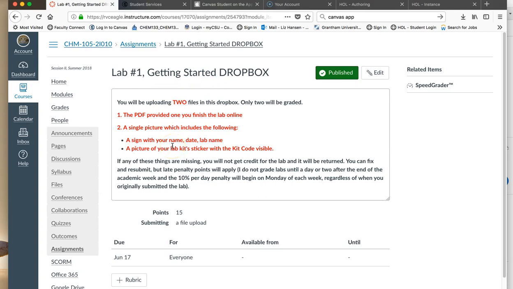It's also on the syllabus. Remember, each lab is going to have a different requirement. Every lab will need the sign with the current date and the current lab name, but what's in the picture is going to be different. So just sit at your desk, take a selfie of you, your lab kit, and your sign, and you're good to go. Okay, let me go back to the modules here.